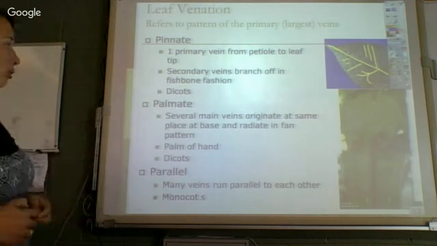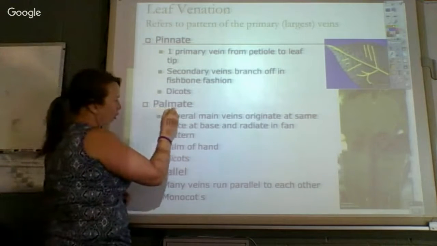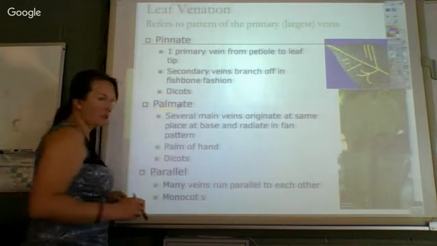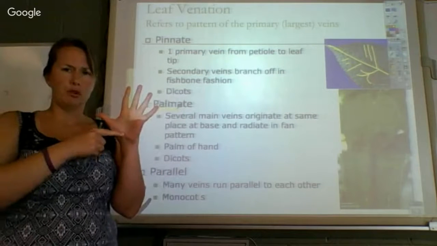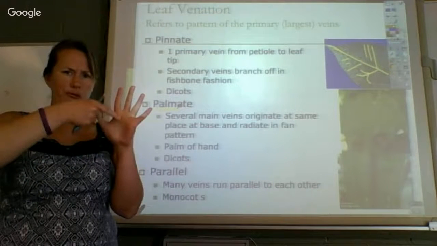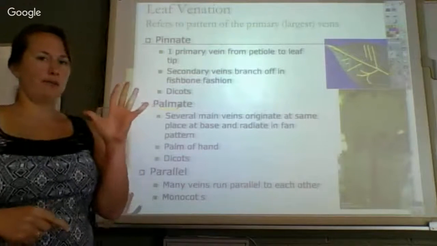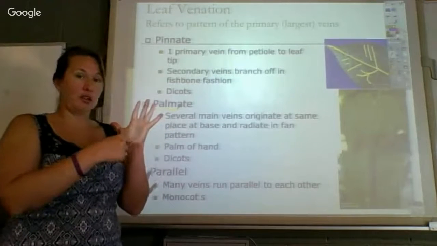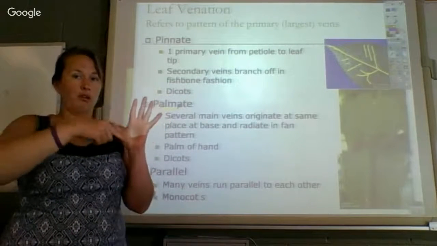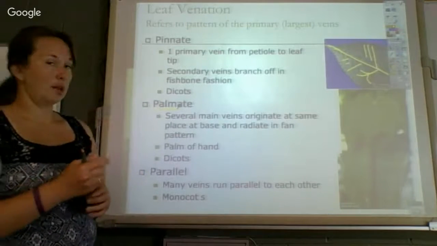The next one is palmate. And when you think of palmate, think of palm. And when I say palm, I mean not like the tree, but the palm of your hand. All of the bones for your fingers come out from the base of your hand, and that's pretty much the definition of palmate. There's a couple main veins that are going to start right here at the base of the leaf, and they're going to branch out. If you think of a maple tree, that would be an example of that.